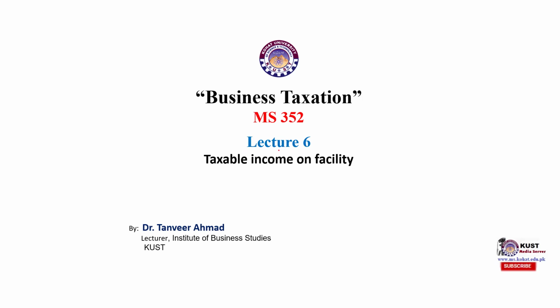Welcome to lecture 6 of business taxation, and we are going to discuss some different rules regarding calculating the taxable income on different facilities provided by the employer. Moving towards the contents, first we would look into the medical facility or medical allowance, right? Again, following the similar pattern that we used in our previous lecture, we would first look into the allowance category, and then how we calculate the taxable income if there is a facility provided by the employer.